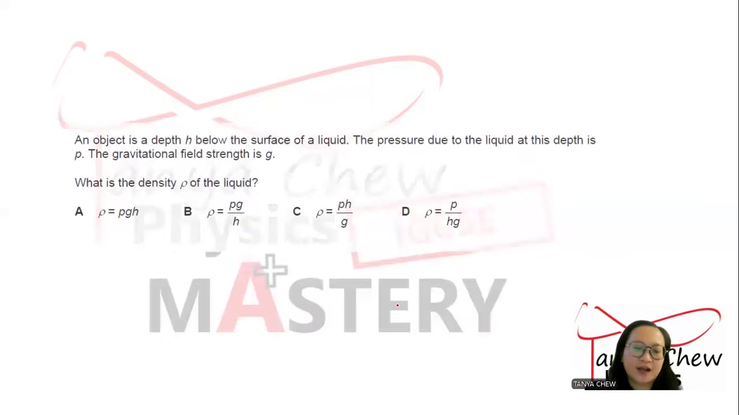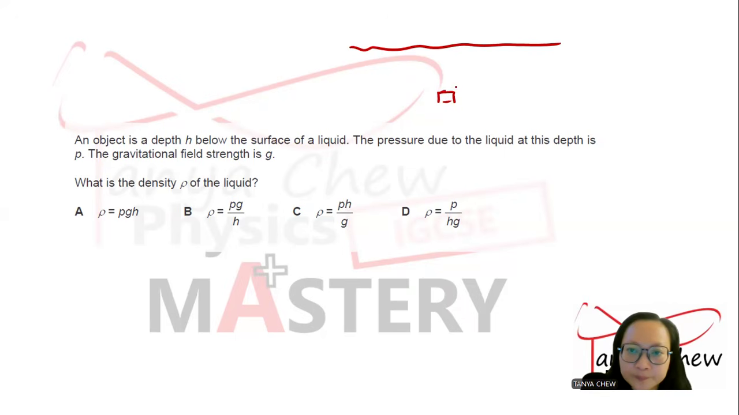What about this? An object is at a depth h below the surface of a liquid. Pressure due to the liquid at this depth is P, sorry, it looks like rho, but pressure is P. Gravitational field strength is g. What is the density, rho, of the liquid? Now, let me draw. This is a liquid, and this is an object. This is the height, the depth. Okay, and pressure is P here.